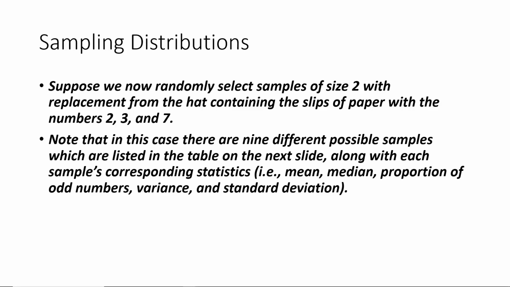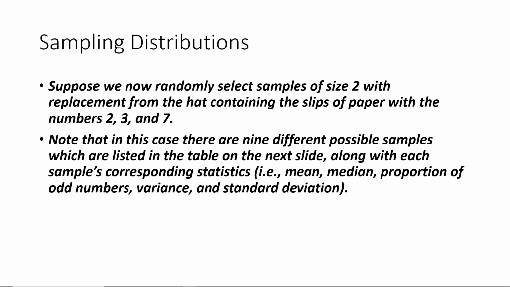So now that we've talked about how to find the 5 numerical values for the population, the mean, the median, proportion of odd numbers, variance, and standard deviation, let's start talking about those same 5 numerical values in the context of a sample. And this is going to get us into the area of what is known as sampling distribution. So we're going to randomly select samples of size 2 with replacement.